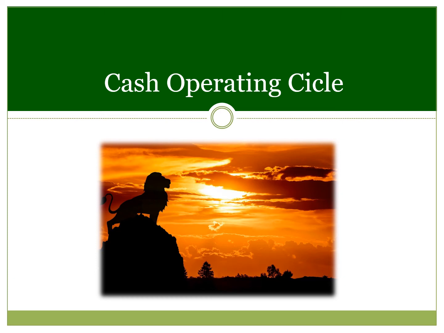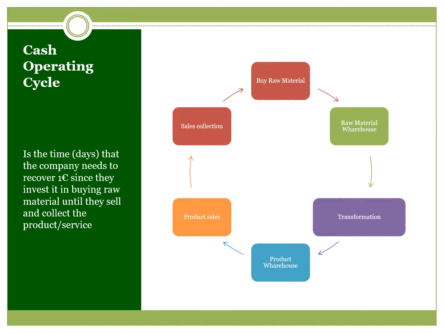In this video, we're going to talk about the cash operating cycle, and as usual, we will start with the definition. The cash operating cycle is the time, and we measure it in days, that the company needs to recover €1 since they invest that euro in buying raw material until they are able to sell and collect the product or the service after the transformation of that raw material. You can see the full cycle in the sheet.